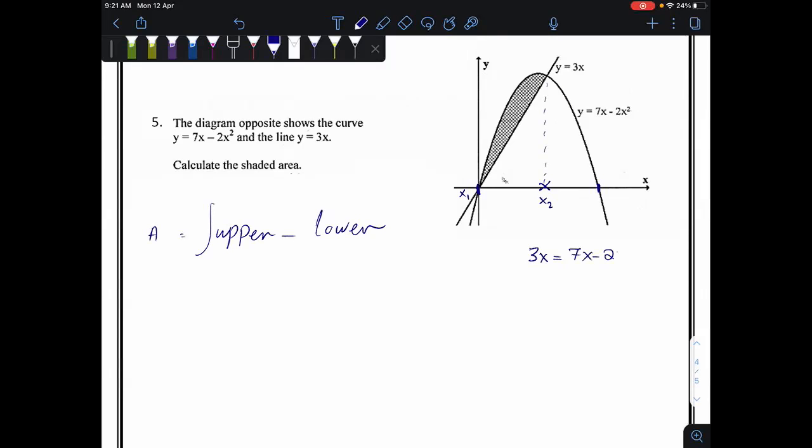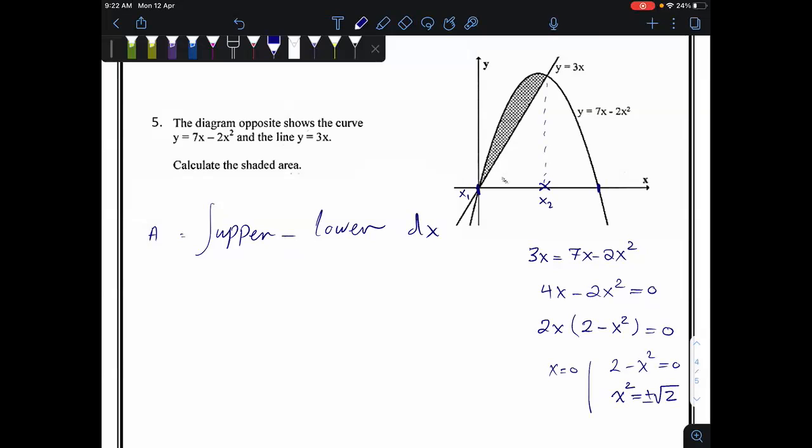Equate them. So yes, 4x minus 2x squared equals 0. Take 2x as a common factor, so we have 2x times 2 minus x equals 0. So as we said, there is 0 and also x equals 2. It's not that, x equals plus or minus root 2.